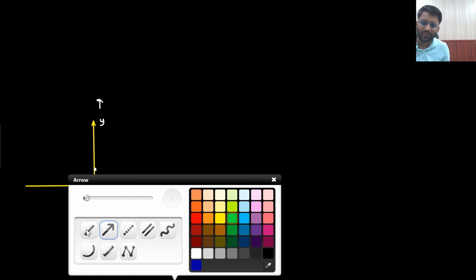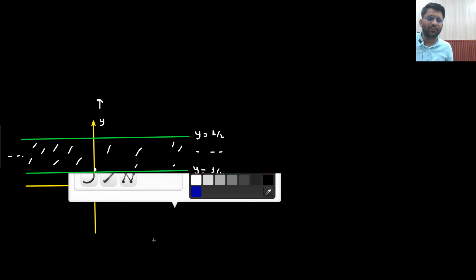Sir, y should take the value from 1 by 4 to 1 by 2. So y equals 1 by 2 and y equals 1 by 4. These are the values it can take. This is your y equals 1 by 4, and this is your y equals 1 by 2, until infinity, because x can take values from minus infinity to infinity.